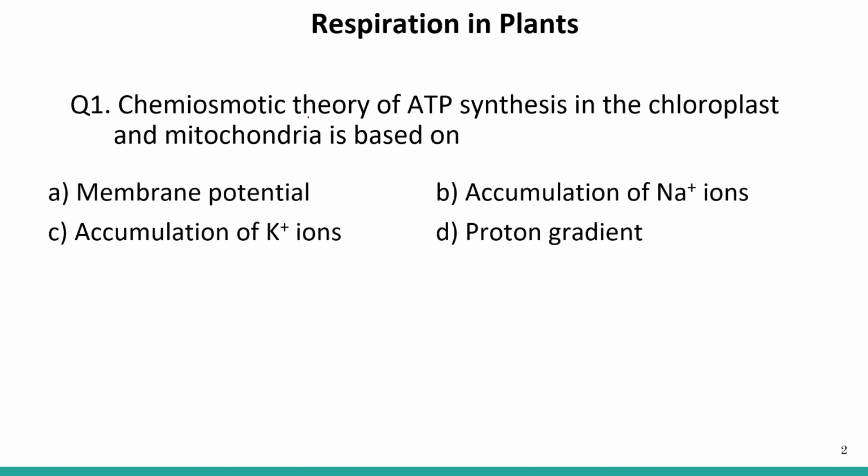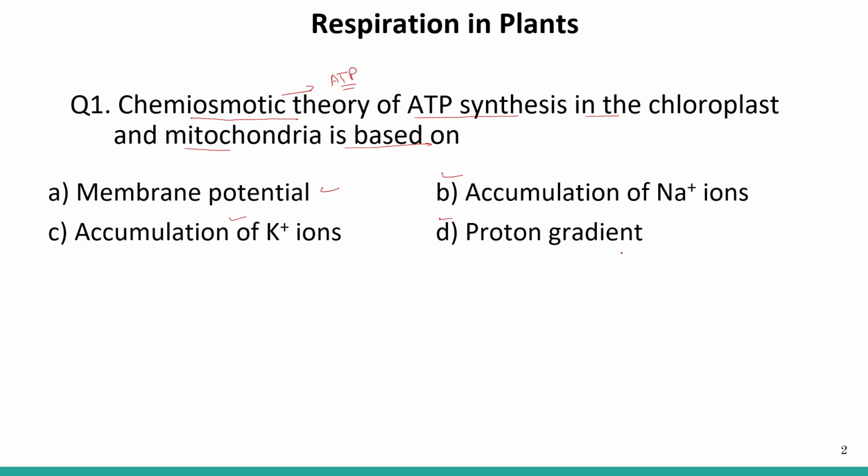Here they are asking about the chemiosmotic theory. What does the chemiosmotic theory tell you about the generation of ATP, how ATP is generated by breakdown of the proton gradient? The chemiosmotic theory of ATP synthesis in the chloroplast and mitochondria is based on: the options are membrane potential, accumulation of sodium ions, accumulation of potassium ions, and option D is proton gradient.